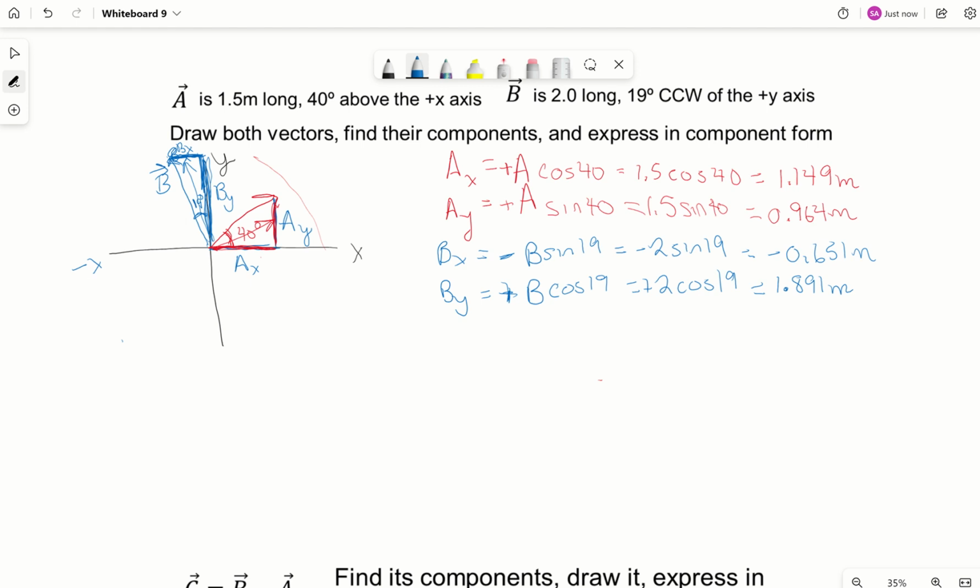If you're doing a test and you're not sure if your calculator's in the right units, always just do the sine of 30. Sine of 30 degrees is 0.5. So if you don't get 0.5, then you know you must be in radians. You need to change the units.